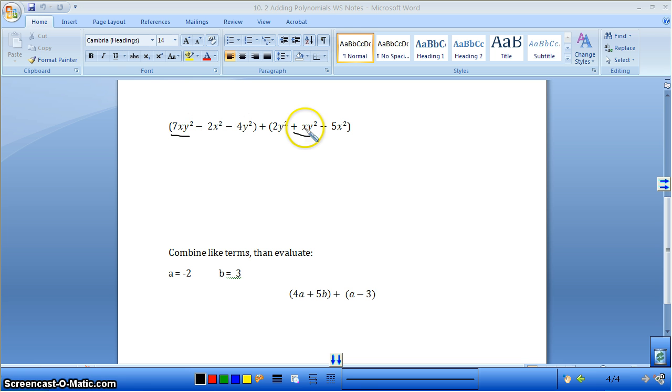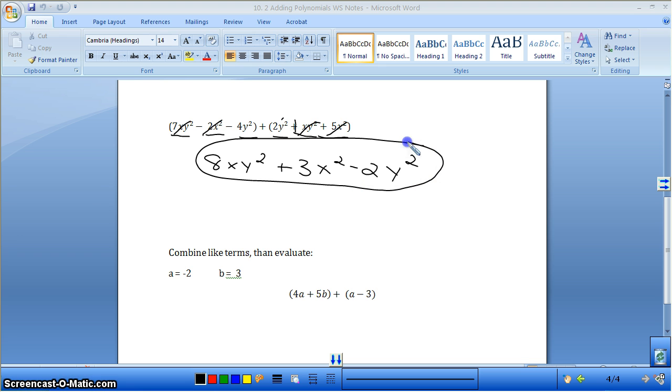So you have 7xy squared plus 1xy squared. That's going to give you 8xy squared. Cross those off, you're done with them. Then you have a negative 2x squared. Over here you have a positive 5x squared, so put those together. Negative 2 plus 5 gives you positive 3x squared. Cross them off. And then you have a y squared here and a y squared here. Negative 4 plus 2 gives you negative 2y squared. Nothing here is alike, can't combine it any further, so this is going to be your final answer here.